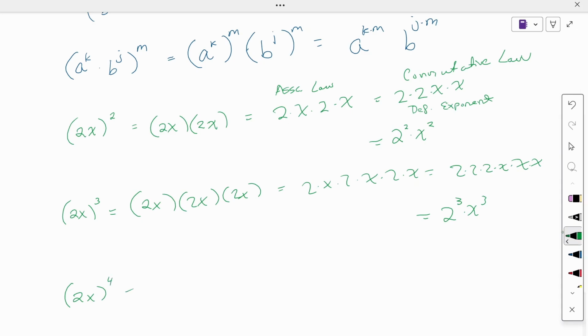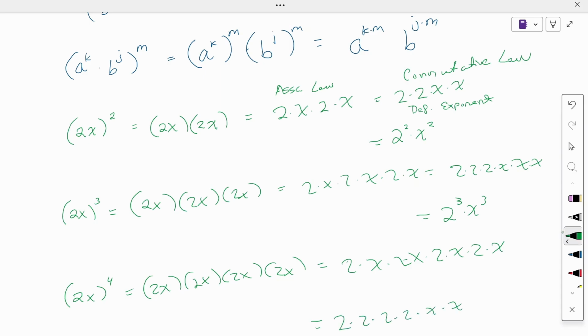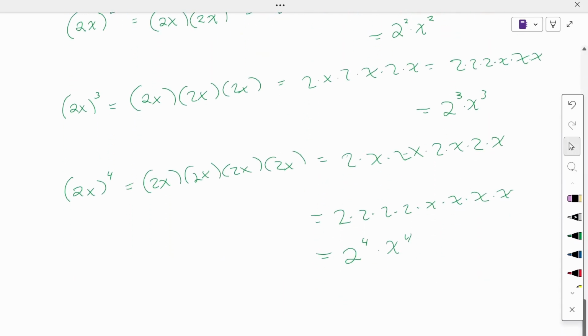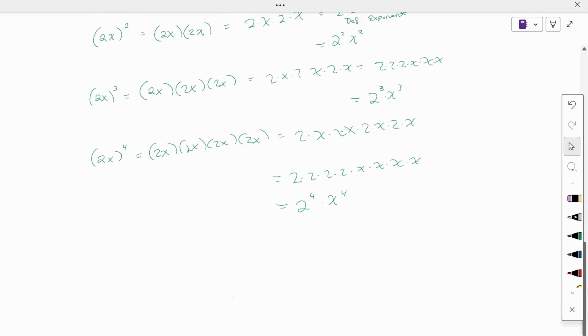And finally, we'll do this a fourth time. We've got 2x times itself 4 times, again, just by the definition of exponentiation. Remove your parentheses, because that's just what we're going to do. Move your numbers together, and then raise everything to a given exponent.